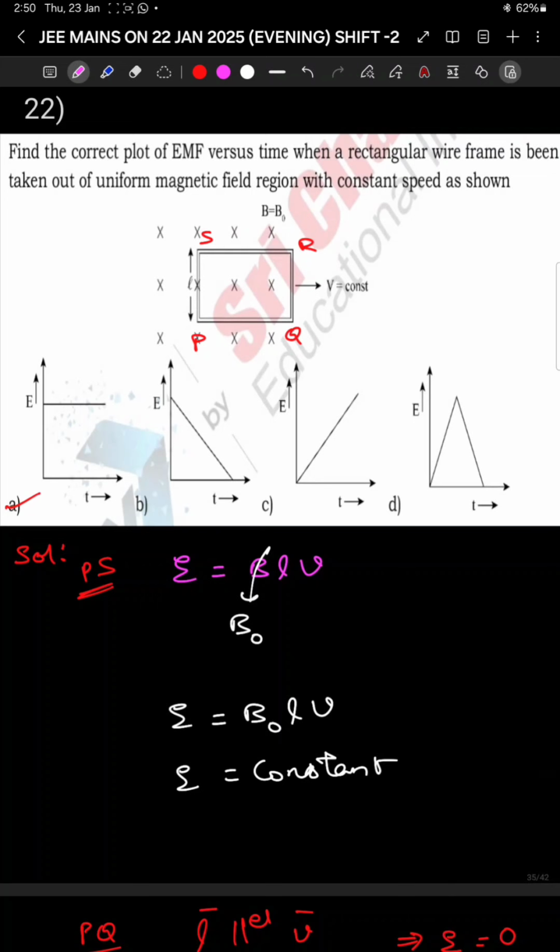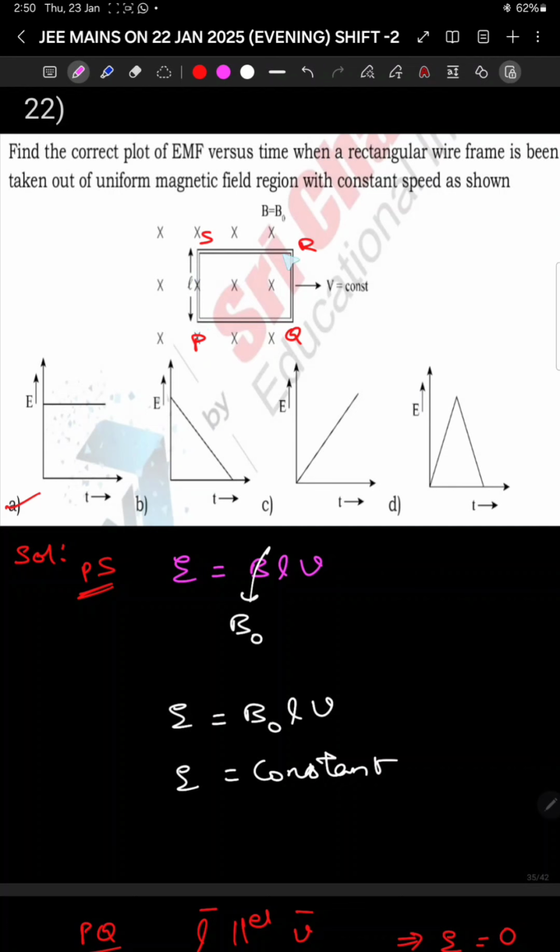Next question. A rectangular loop is moving in a magnetic field like this with constant velocity. V constant, L constant, B naught constant. You can find the EMF here. We will get the EMF also constant for wire PS.